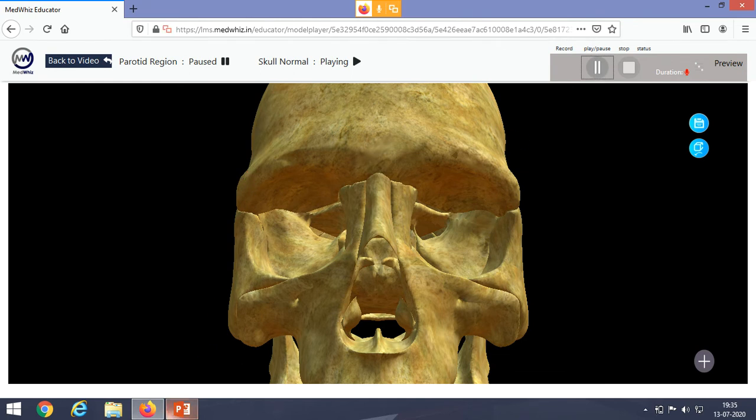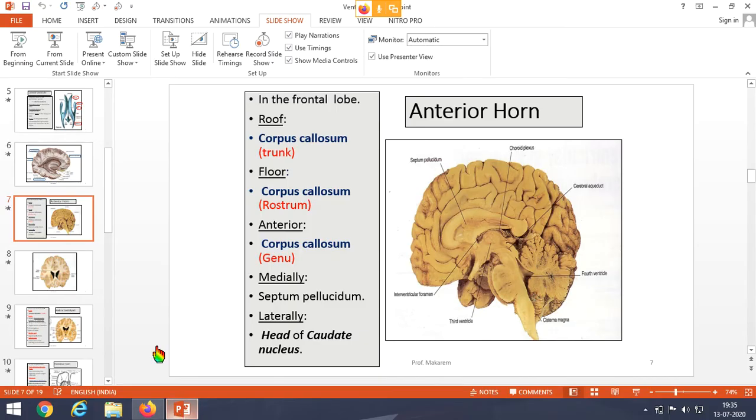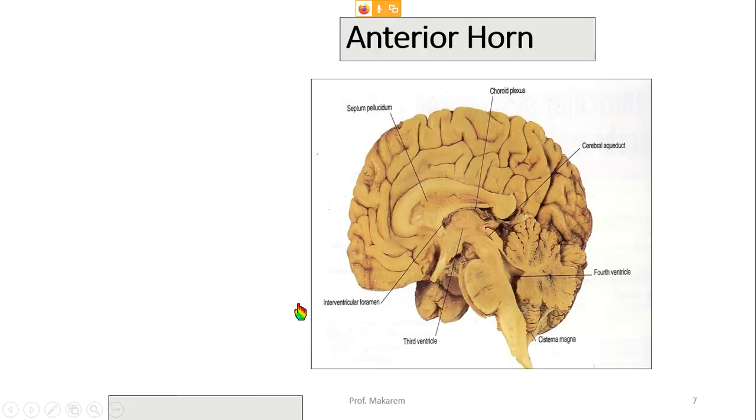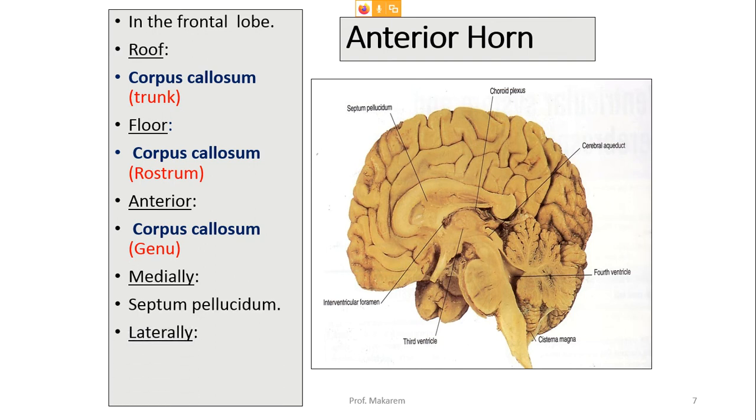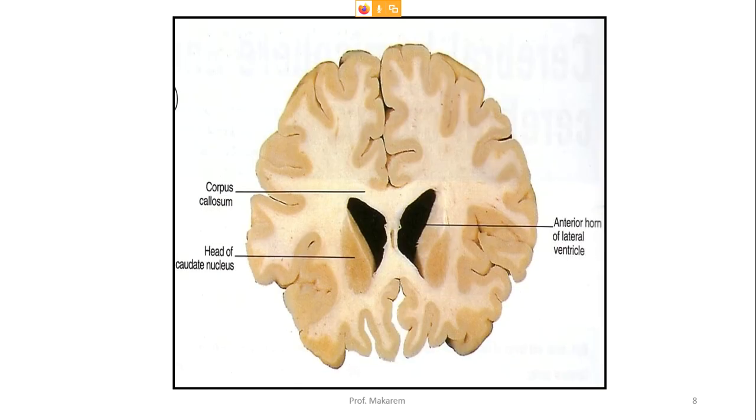So that is about the anterior horn of the lateral ventricle. One more relation we are going to see here is the floor part. The floor is contributed by the rostrum of the corpus callosum, which is present over here. If you look at this image, you can identify it.